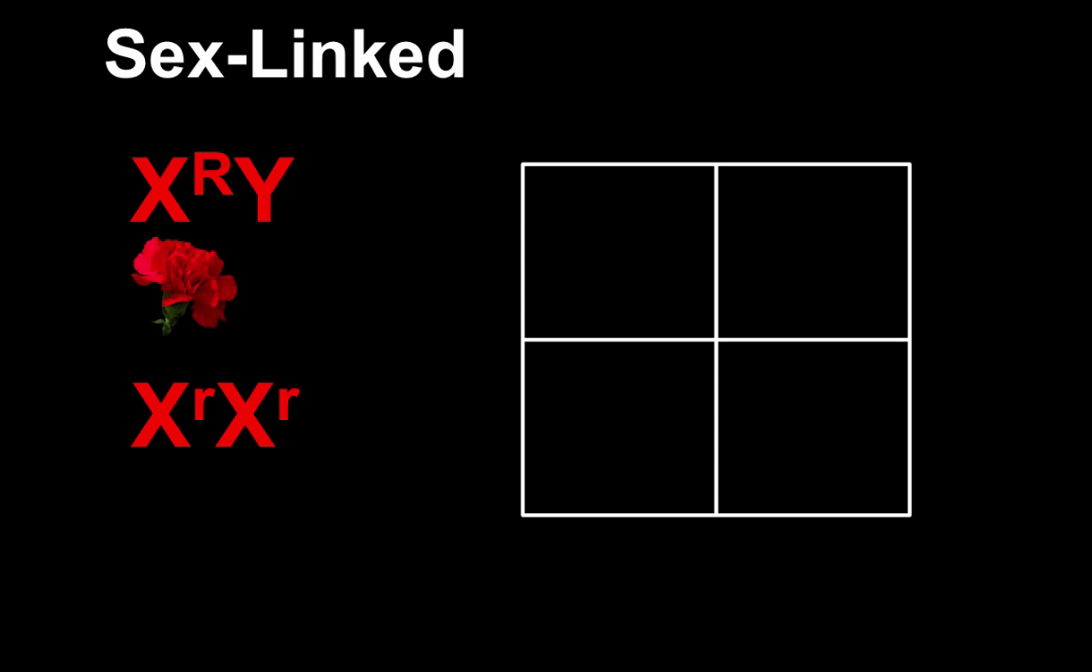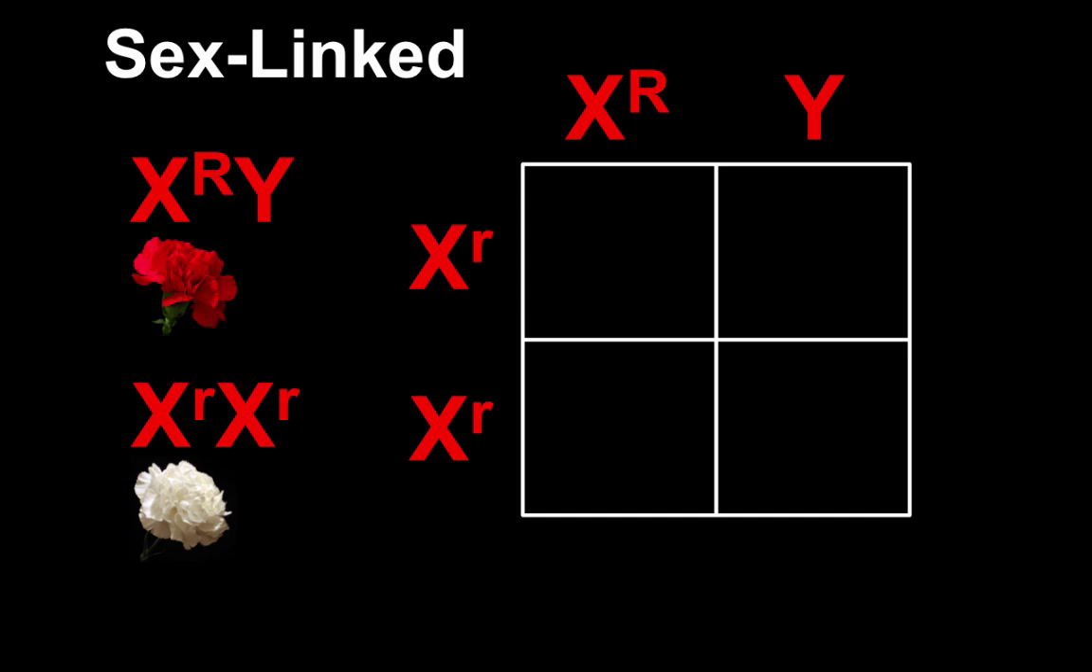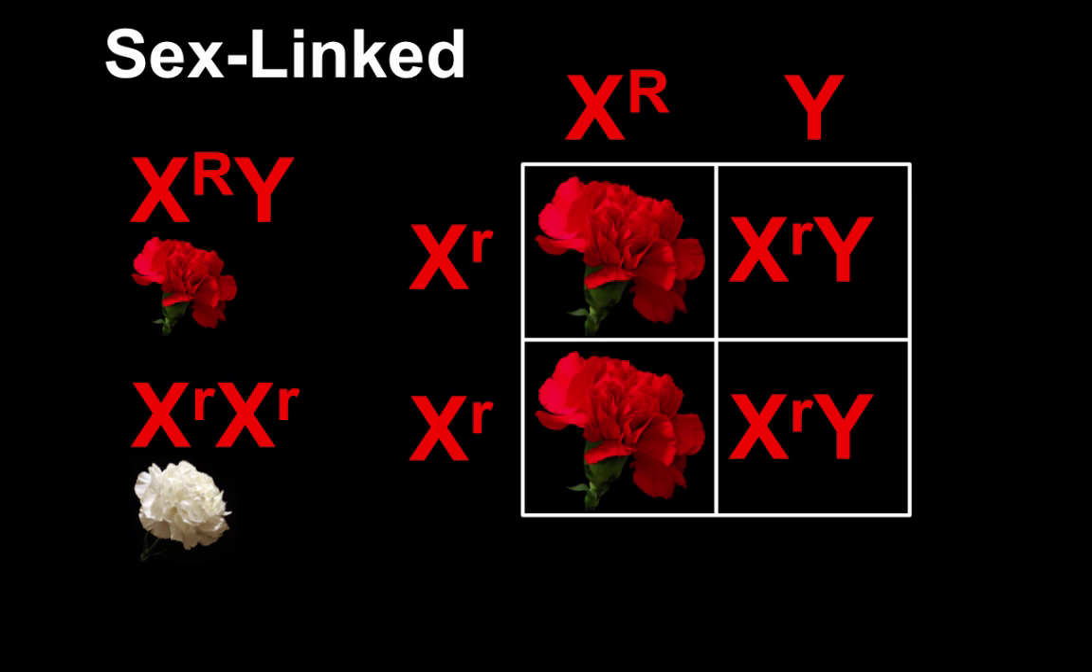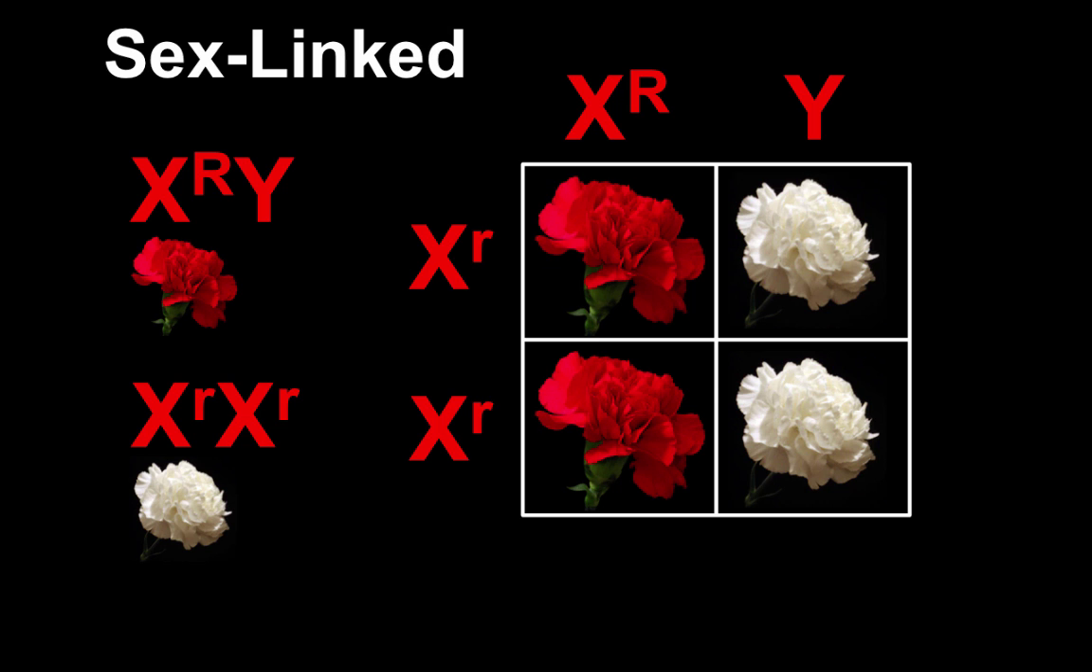So let's say I do the same thing with sex-linked. Here's a red male and a white female. I set them up the same way. I get 50% heterozygous females and 50% recessive males. So I would end up with red females and white males.